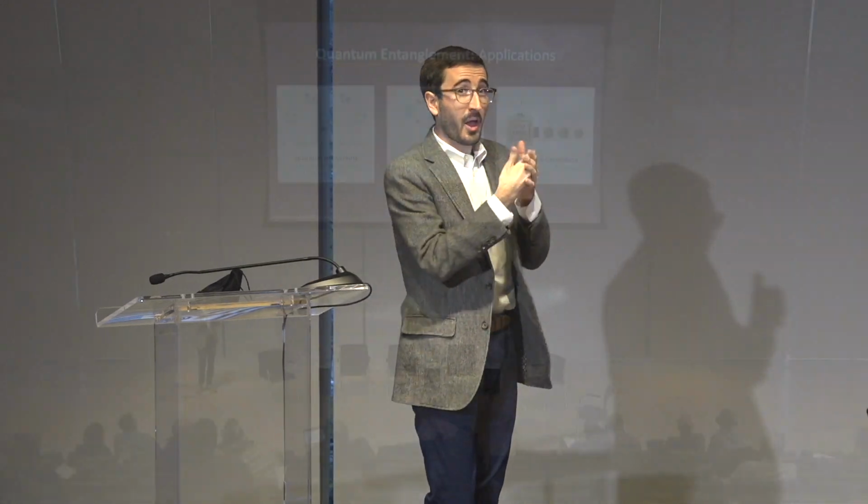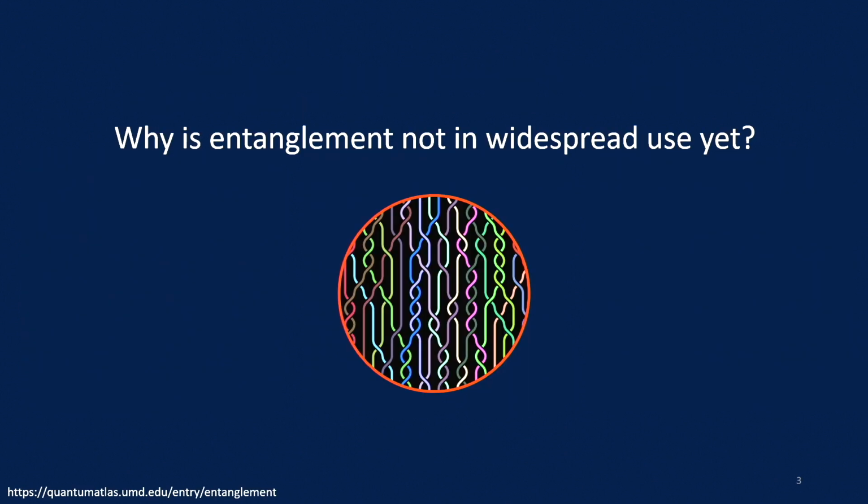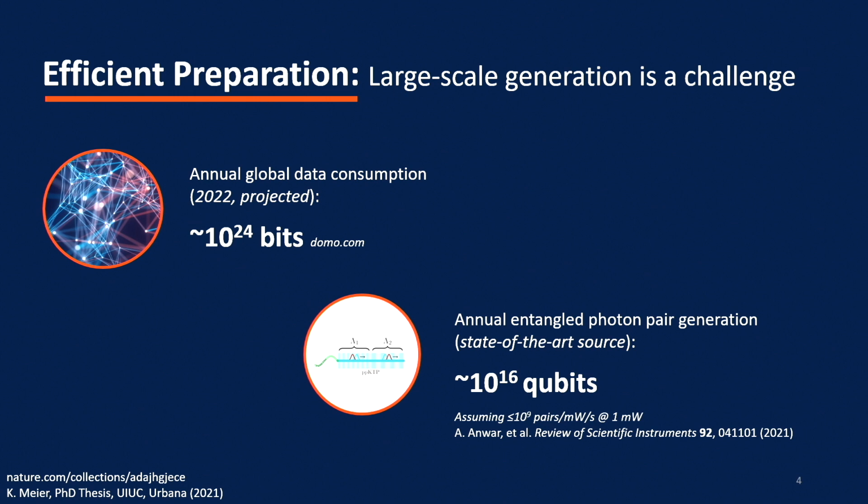So today I'll be discussing photonic entanglement, specifically its efficient preparation and effective utilization. All of you are here today, which means you are already familiar with quantum entanglement, having a variety of critical applications such as quantum networking, metrology, and even Nobel Prize generation, right? But we can ask ourselves, if entanglement is so useful, then why isn't it more widespread today? I will attempt to answer that question. I think it boils down to two reasons, one of which is efficient preparation. With today's current technology, it is extremely difficult to both generate entanglement and detect entanglement on a large scale.